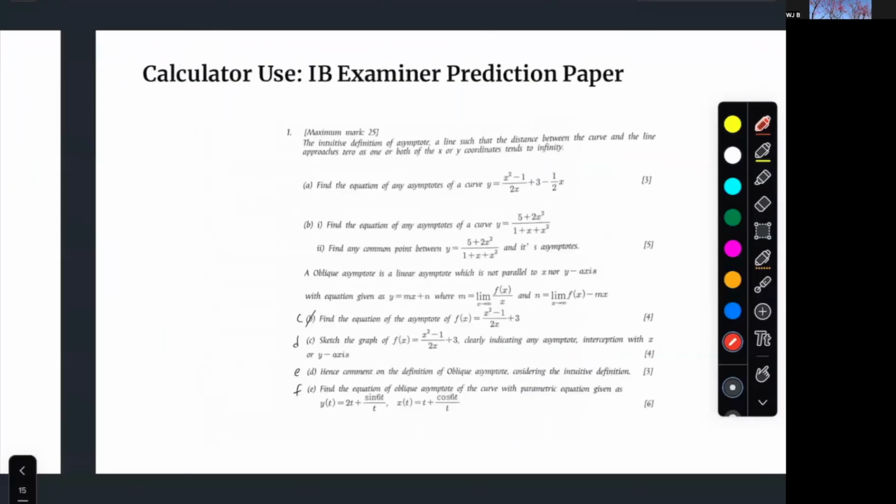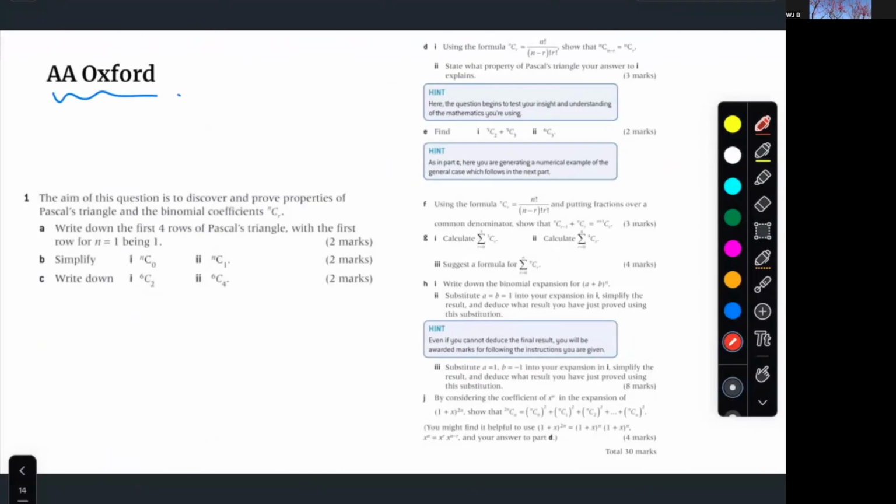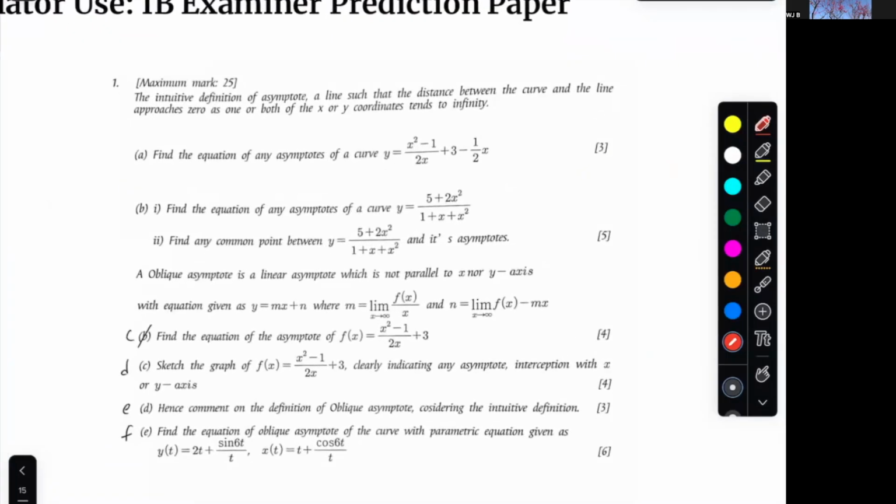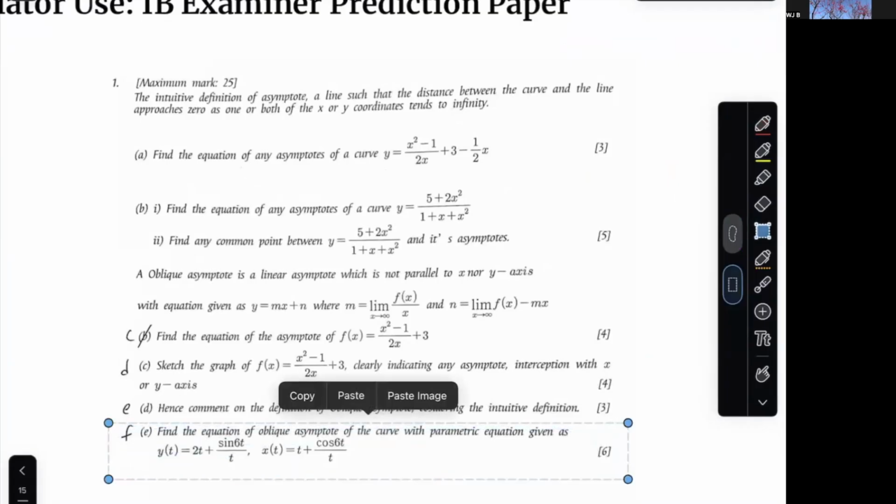And then for this problem, we were using a lot of calculator, especially on the sigma identity. So now, before I go further with the questions from the Oxford, I want to show you one mock test problem from a certified IB examiner, and he gave a prediction paper. In this question, I'm not keen on going over everything, but I do want to talk about part E.